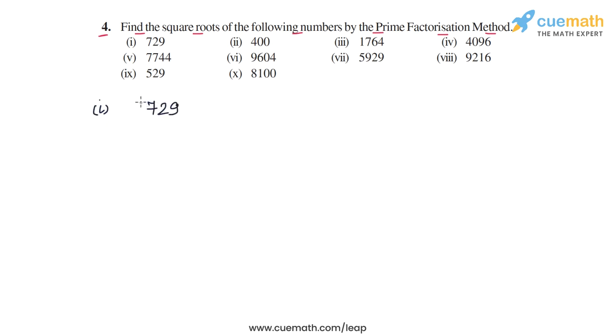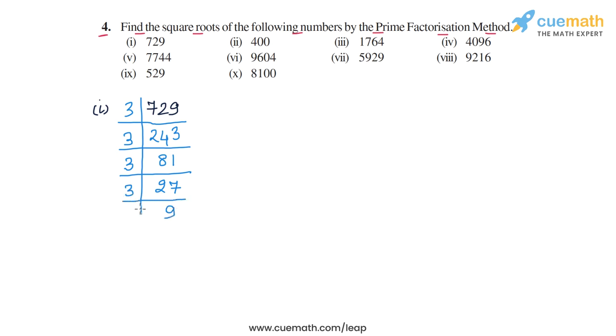Now 729 is not divisible by 2, but it is divisible by 3. So our first factor is 3. So 729 divided by 3 is 243, and then this is again divisible by 3. So 243 divided by 3 is 81. 81 is again divisible by 3. So we take out another 3 and we get 27. 27 is yet again divisible by 3. So we take out a 3 again from 27, and this will give us a 9.